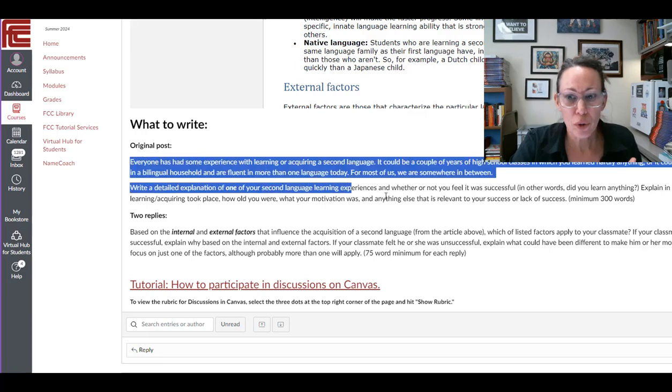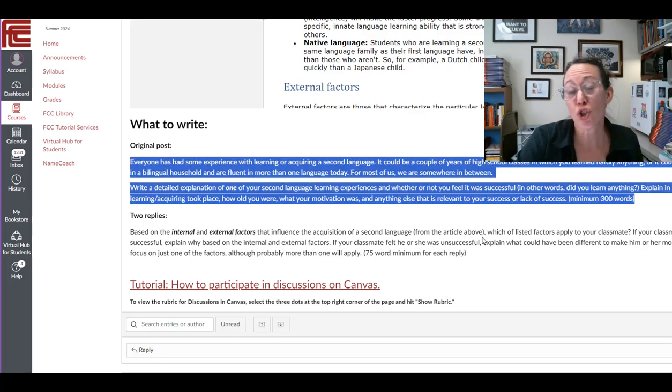And then in your original post, you're going to describe one, just pick one of your language learning or language acquiring situations. Everybody has had some experience in this. Even if you just took a couple years of Spanish in high school and you didn't learn anything at all, that's fine. If that's your only experience, talk about that, or just pick one. In the original post, you're just going to give a real detailed description of it.